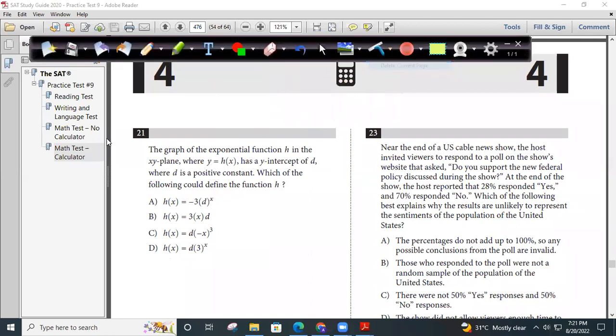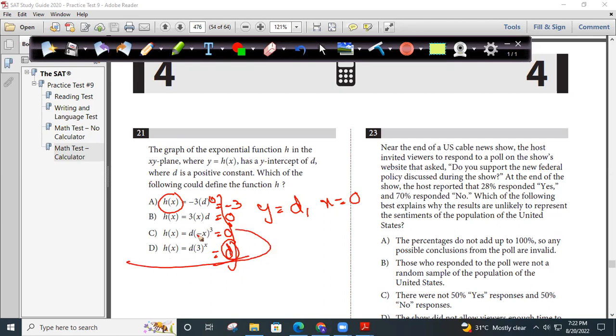So the graph of the exponential function h in the xy-plane has a y-intercept of d. We clearly learned the meaning of y-intercept: the value of y when x is equal to 0. So put x equal to 0 in these functions and see where you get y. Y is also the same as h of x. When I put x equal to 0, I get -3. When I put x equal to 0, I get 0. When I put x equal to 0, I get d. The only option I'm getting d is D for Delhi. So hence D for Delhi should be my answer. See how simple this is?